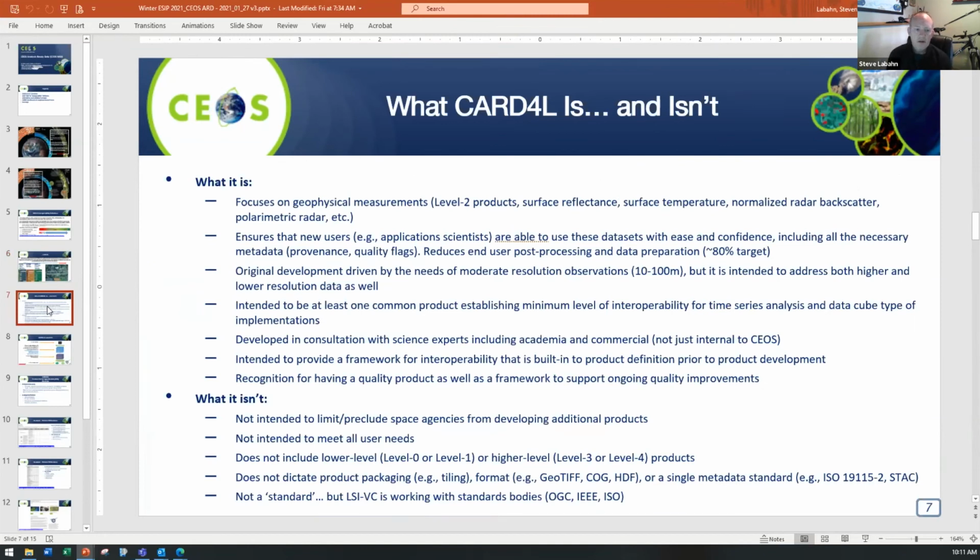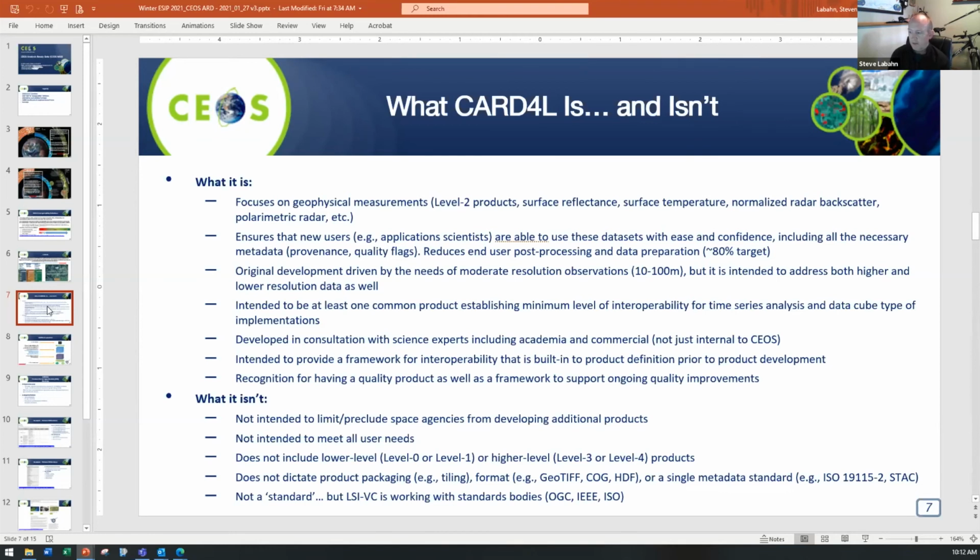I've got a slide here on what CARD4L is and what it isn't. I'm just going to highlight a few things, noting the time we have available. Today it is about a geophysical parameter, which we define as a level 2 product within CEOS. So we're talking about surface reflectance, surface temperature, and in the radar domain, normalized radar backscatter or polarimetric radar. Its original development thoughts were to meet the needs of moderate resolution observations, this 10 to 100 meter range, but it's not intended to limit that. So it's really intended to address both higher and lower resolutions from there. And again, it's set up to establish this minimum level of interoperability for time series analysis and data cube type of implementations.